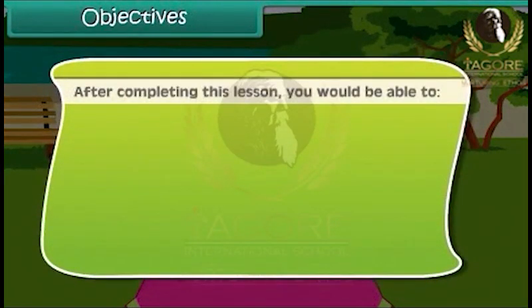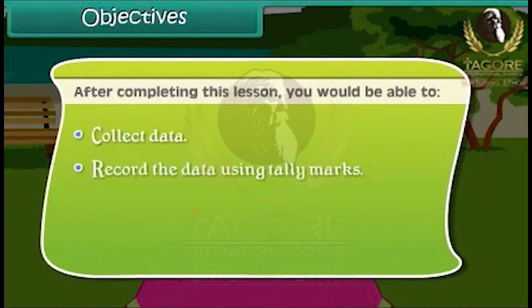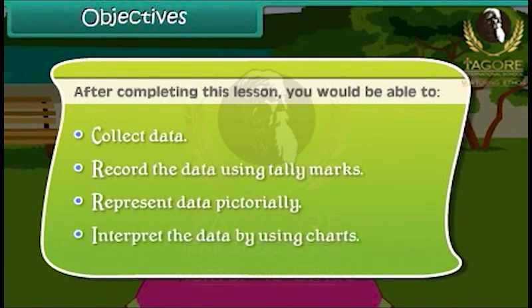After completing this lesson, you would be able to collect data, record the data using tally marks, represent data pictorially, interpret the data by using charts.